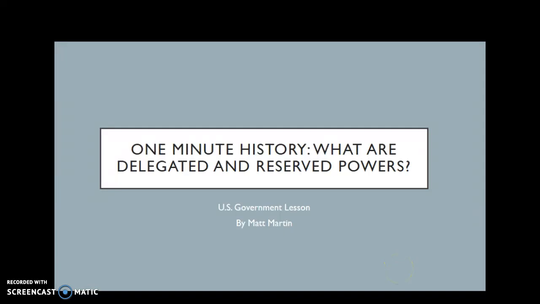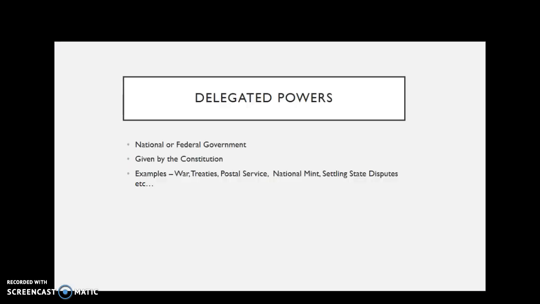Delegated and reserved powers are commonly confused and misunderstood in government class or in U.S. history class. So, here's a quick review. Delegated powers are powers for the national and federal government to have here in the United States, and they are given to the national government by the Constitution and regulated and framed by the Constitution.